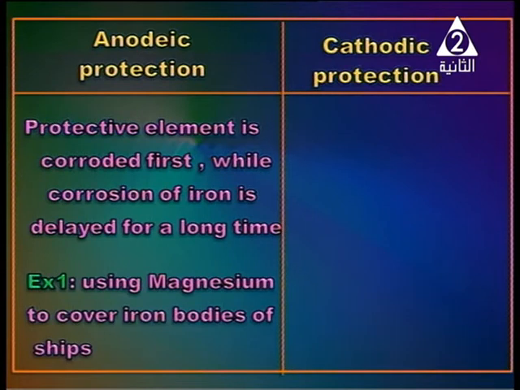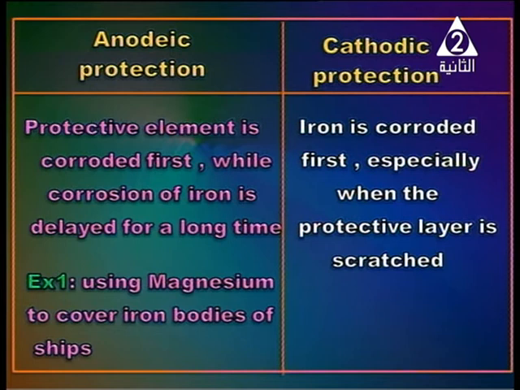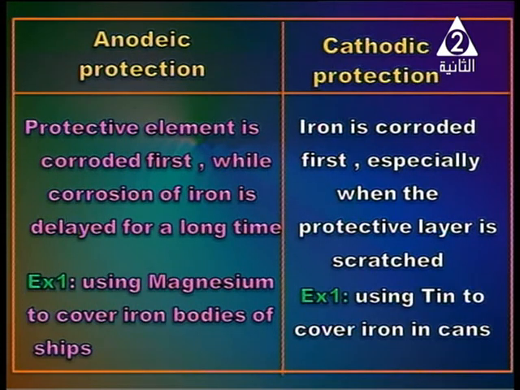For example, using magnesium to cover the iron bodies of ships or iron pipes in the soil. While in cathodic protection, the iron is corroded first, especially when the protective layer is scratched. For example, using tin to cover iron in cans.